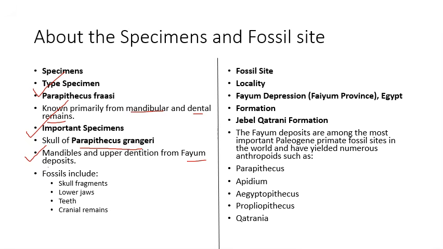Specimens were mandibles and upper dentition from the Fayum deposit. Fossils include skull fragments, lower jaw, teeth, and cranial remains. The Fayum deposits are one of the most important Paleogene primate fossil sites in the world and have yielded numerous anthropoids such as Parapithecus, Apidium, Aegyptopithecus, and many more.